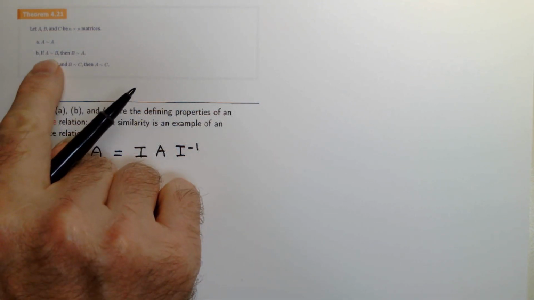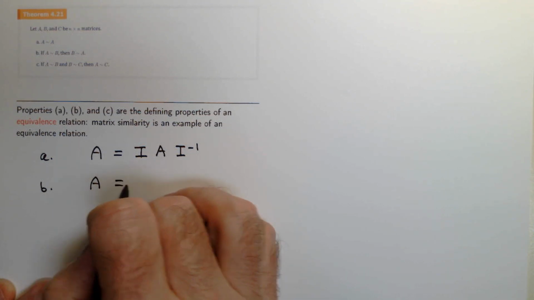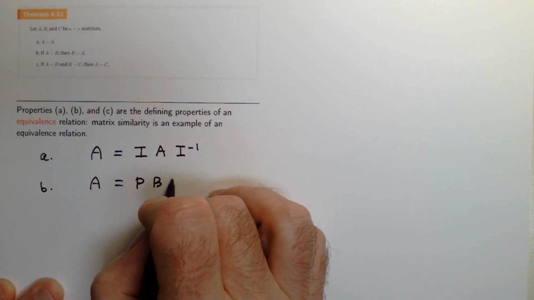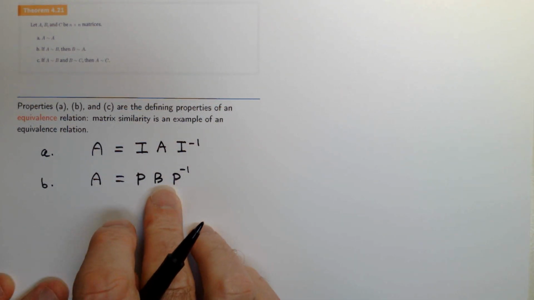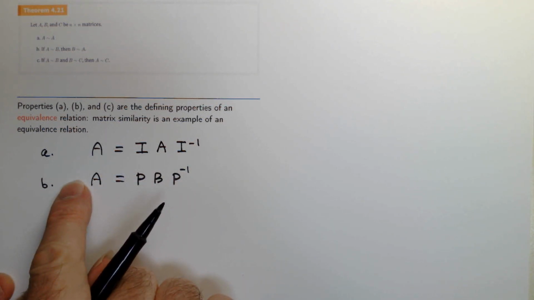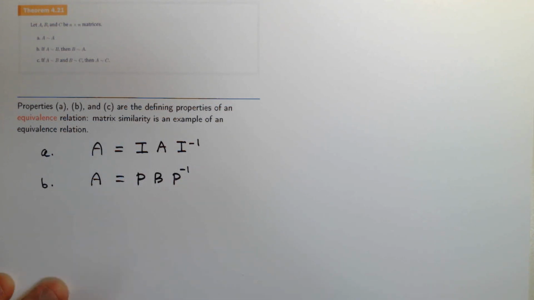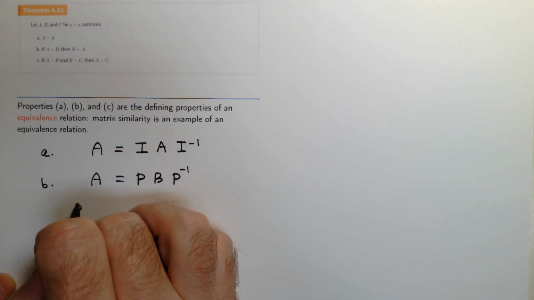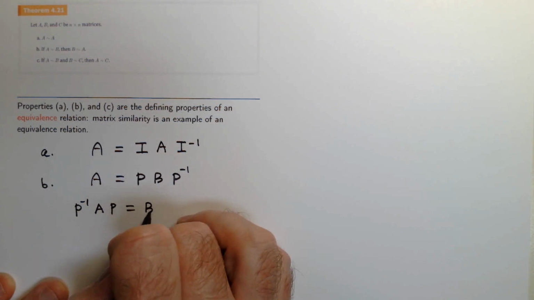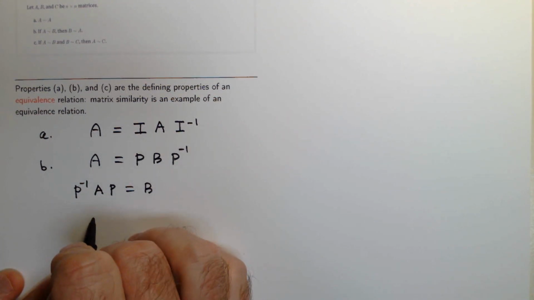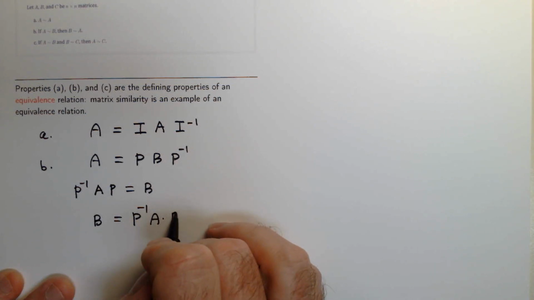Now, one way to think about A being similar to B is to say that A is of the form P times B times P inverse, where P is an invertible matrix. Now let's flip this around. Let's write B in terms of A. So let's multiply by P inverse on the left and P on the right. So this is the same thing as P inverse A P equals B. In other words, B is equal to P inverse times A times P.